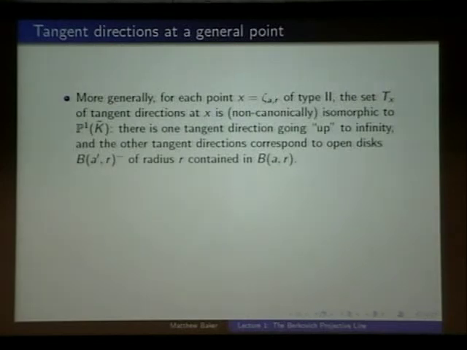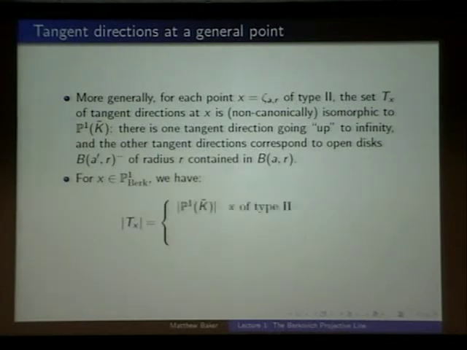More generally, for each type 2 point, the set of tangent directions is in bijection with P1 of the residue field, but it's not canonical. There's one direction going up and other directions corresponding to open disks of radius r. But if you want to put that in one-to-one correspondence with the residue field, you have to choose some isomorphism that takes the disk of radius r to the unit disk. So anyway, the cardinality of the tangent space is like this. For points of type 2, it has the cardinality of the residue field of K, which could be countable, but it could be uncountable.